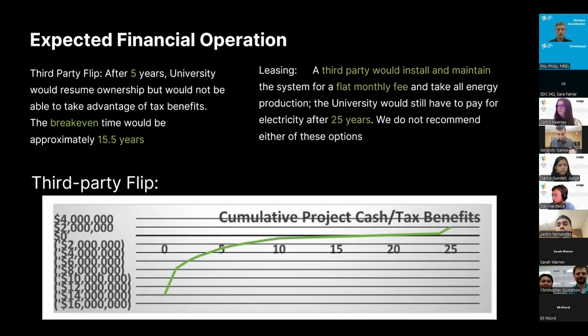Our second option is the third party. The third party will install and maintain the system for a flat monthly fee and take all the energy production. The university will still have to pay for electricity for the next 25 years. We do not recommend this one. Next slide, please.